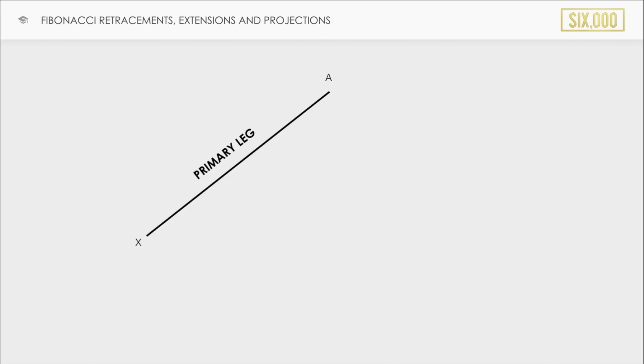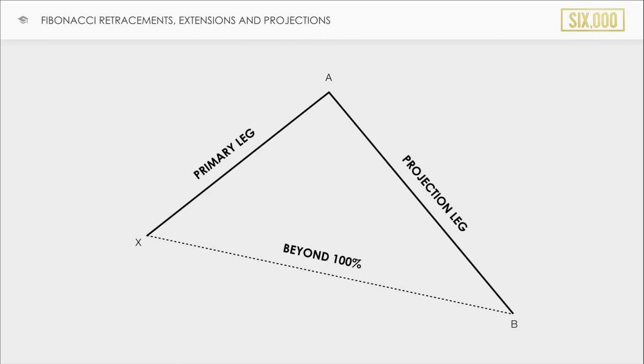Now here we have what's known as a projection. So we have X to A. This is the leg you're measuring, the price move you're measuring. Again, the primary leg, this is what you're measuring. Now we have what's known as the projection leg. You're measuring X to A, and this provides you with B, the projection leg. Now you notice that B is beyond 100% of X. So you can see here that you are measuring X to A, but price went past X, therefore it is beyond 100% of the area you're measuring.